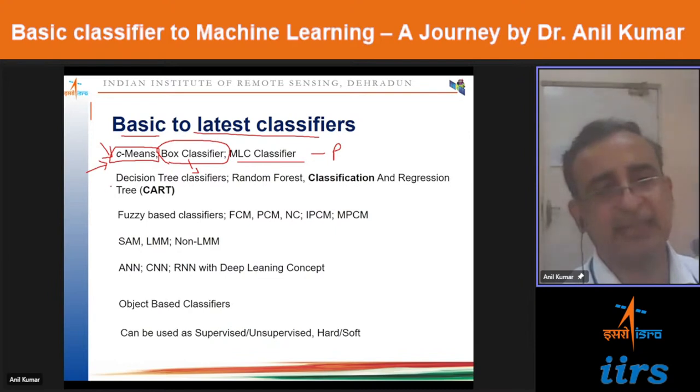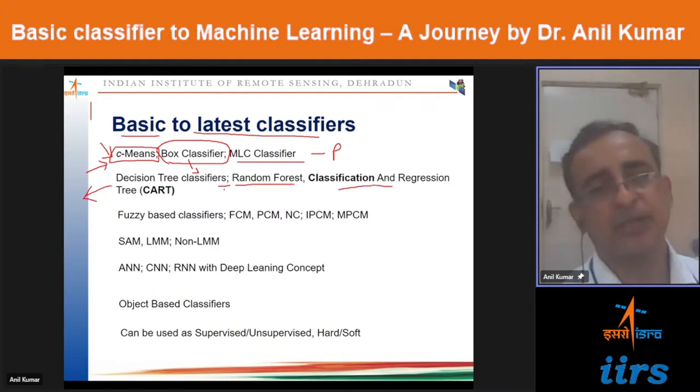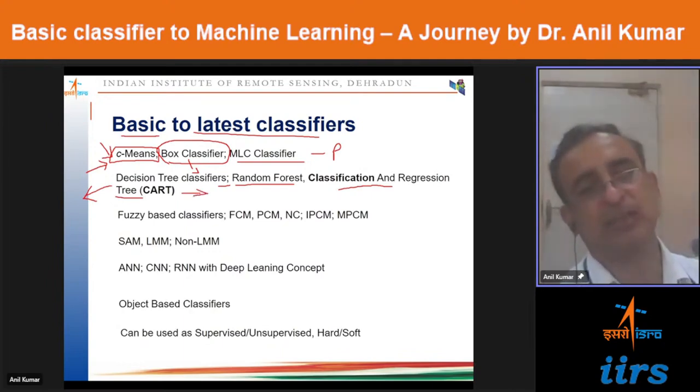Then the second category is decision tree approaches. You can see decision tree classifiers, and today very largely used is called random forest. And second, its modified version is called classification and regression tree, that is CART. So these are two, and further versions you can explore in the literature for decision tree classifiers.